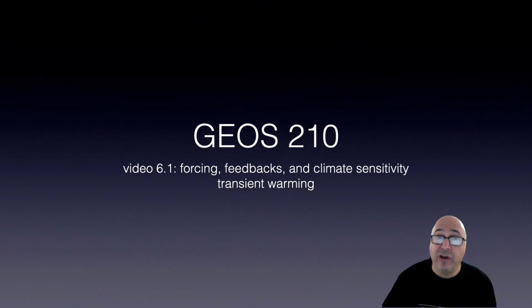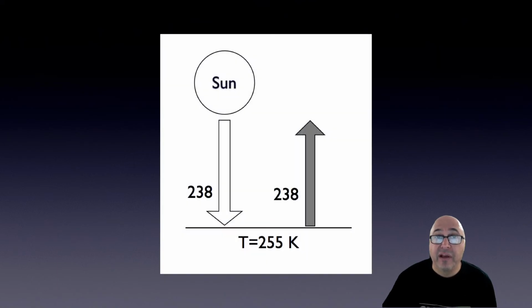To understand what's going on, let's consider the following scenario. Let's imagine a planet with no atmosphere that is in equilibrium, meaning energy in equals energy out. Let's further assume values for the Earth so that we know that energy in and energy out are both 238 watts per square meter. We calculated in chapter 4 that the planet's surface temperature would be 255 Kelvin. The energy fluxes for this planet are shown on this slide.